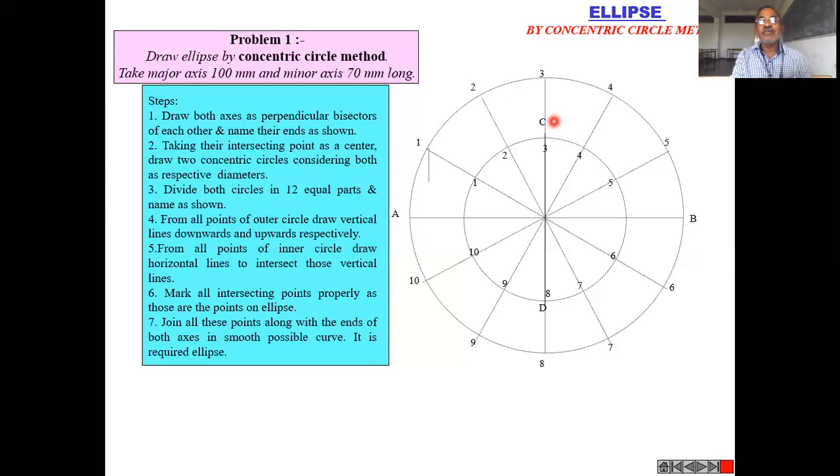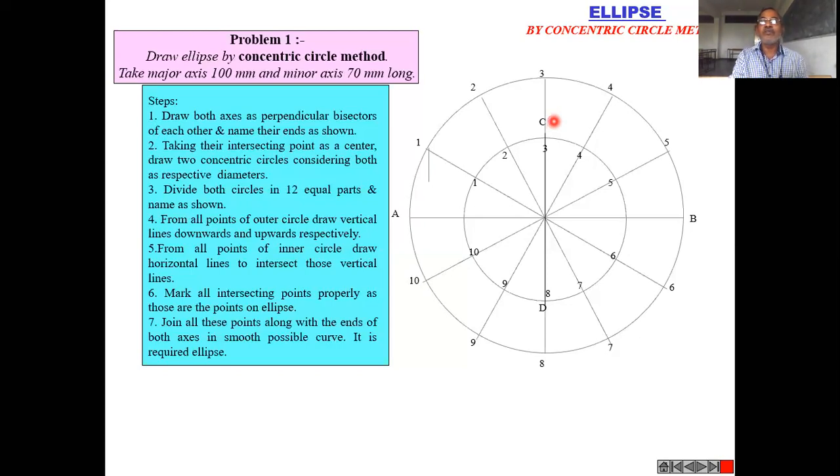Next, from the division points on the outer circle, you draw vertical lines inwards. Inwards means towards the center. As you see there, there is a little technical error, let's say. The vertical lines should be drawn from the very exact points of intersection. Very exactly, you have to get them. Accuracy is more important. That's why we use drafter, scale, compass, protractor, all these things, because in order to get accuracy, we use them. So therefore, don't do them casually.